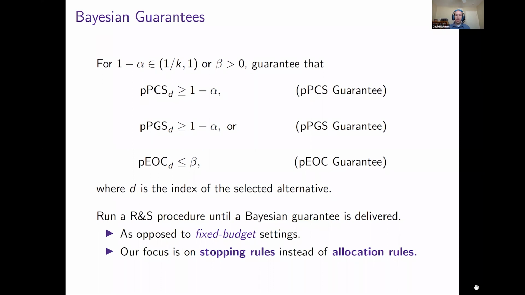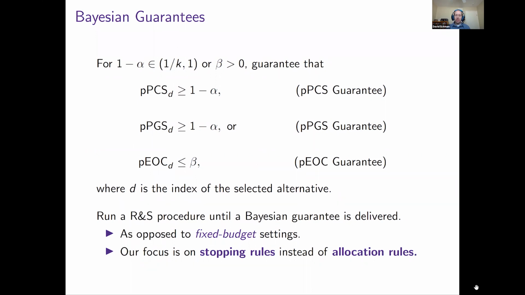Things flip when you look at the expected opportunity costs. You can imagine specifying an optimality gap beta and simulating until the alternative that I'm going to be choosing has an expected optimality gap less than beta. So these are conditions for terminating a procedure. So here the ranking and selection procedure is being run until the guarantee can be delivered.